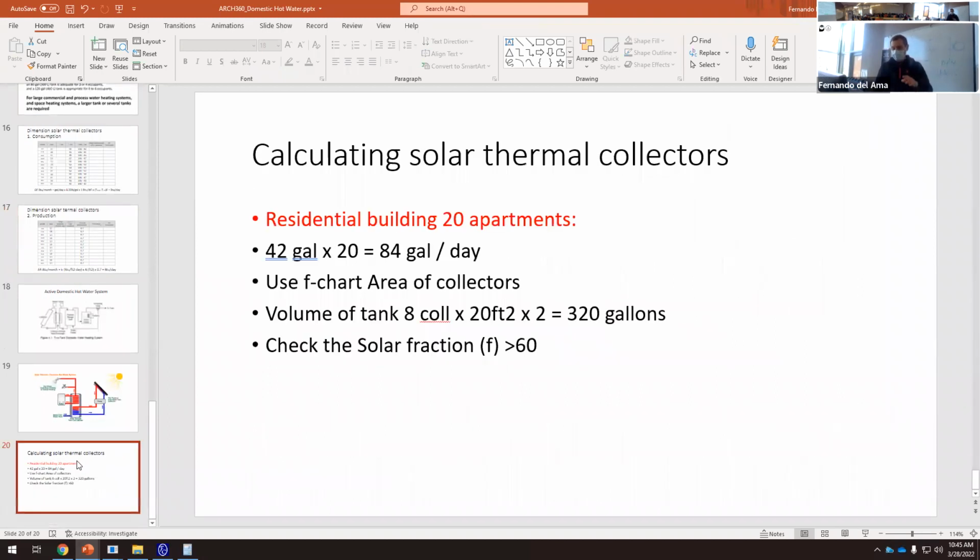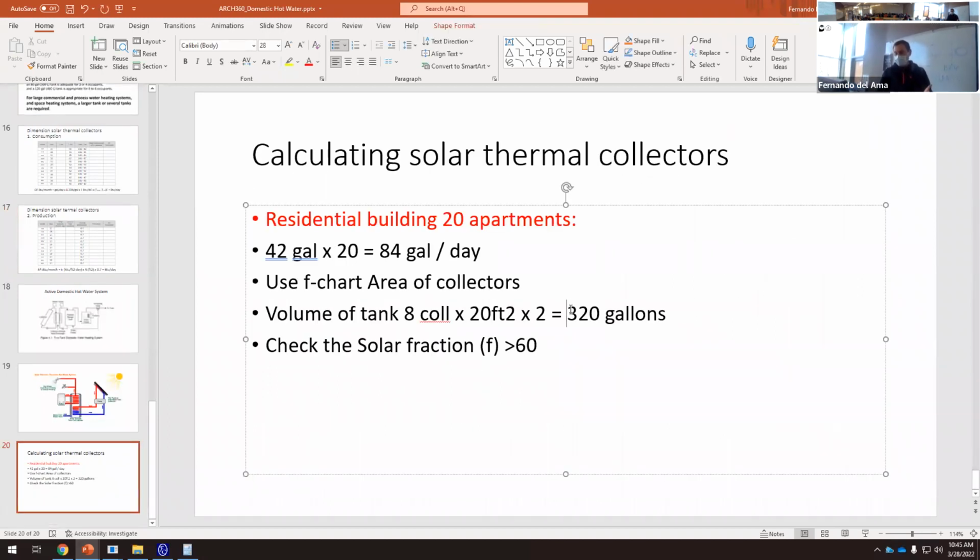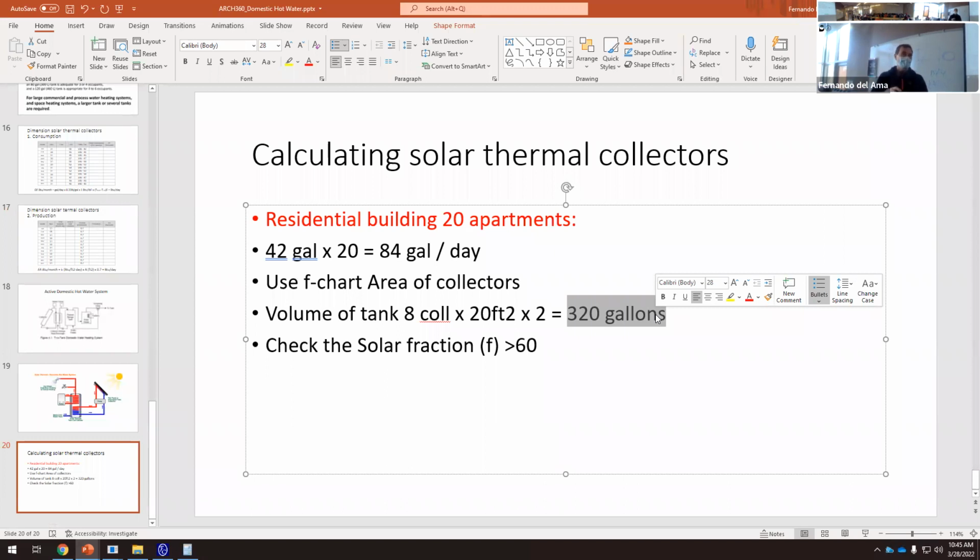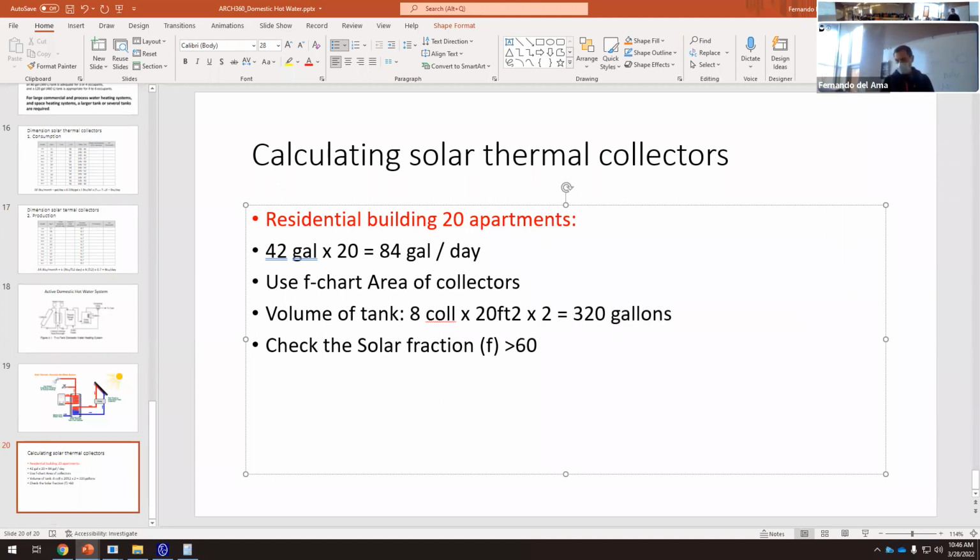Or we find that, again, this is about the price. Is it cheaper having a 320 gallon tank, or is it cheaper having 3 tanks of 120 each? Depends. That would be the volume of the tank. Okay, and the area of collectors, we need 8 collectors times 20 square feet.